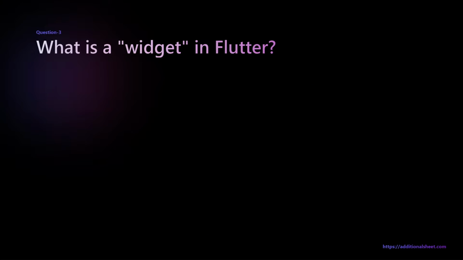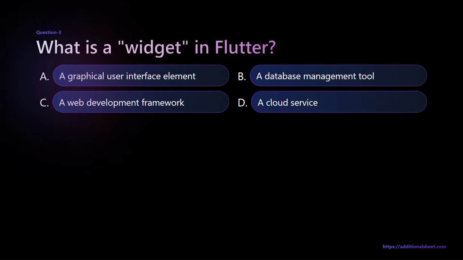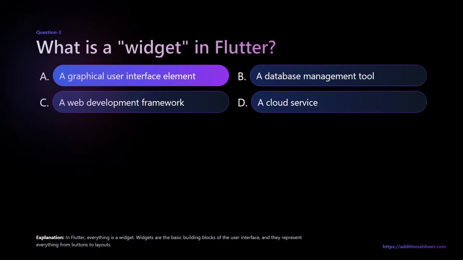What is a widget in Flutter? Option A, a graphical user interface element. Option B, a database management tool. Option C, a web development framework. Option D, a cloud service. The correct answer is option A, a graphical user interface element.